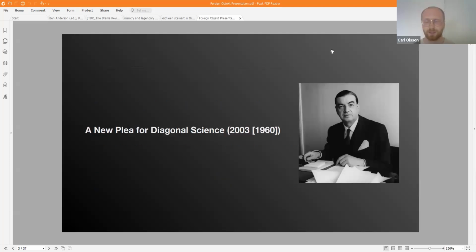Roger Caillois is probably most known for his book Man, Play and Games, but he also wrote a book about stones and quite interesting crystal formations and how they resemble human architecture and the like. In any case, I don't want to get too much into the detail. One thing that he did write, quite late in his life, was a short, brief article called A New Plea for Diagonal Science. That is perhaps a summary of some of the methods that he had been using to do his work. So I'm going to read a couple of extracts from this.